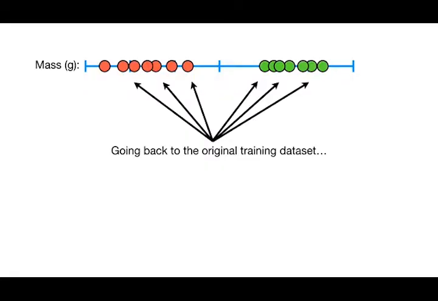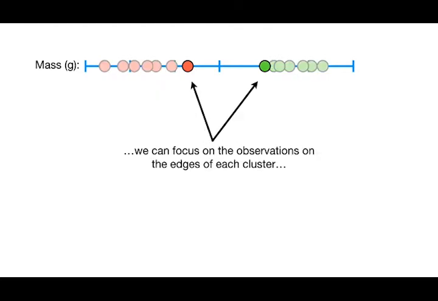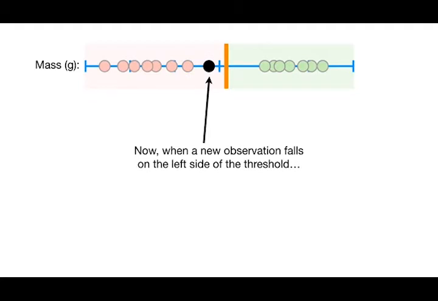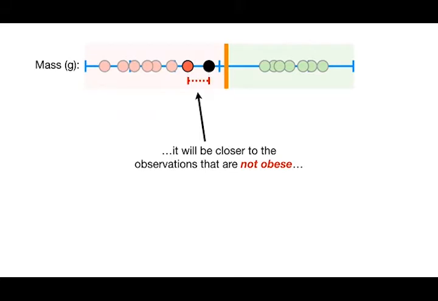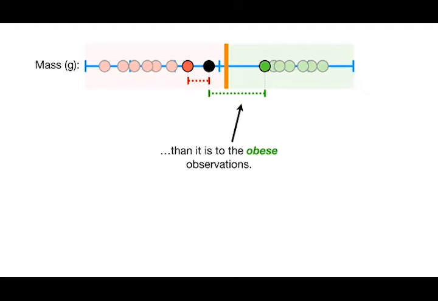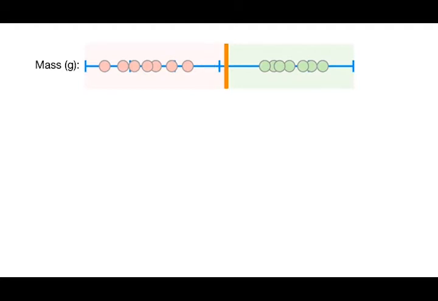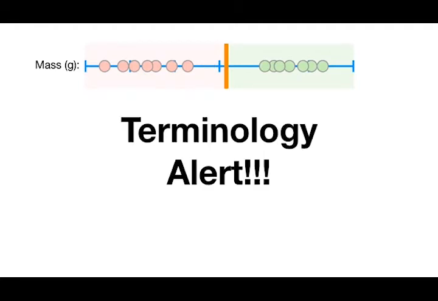Going back to the original training dataset, we can focus on the observations on the edges of each cluster and use the midpoint between them as the threshold. Now, when a new observation falls on the left side of the threshold, it will be closer to the observations that are not obese than it is to the obese observations. So it makes sense to classify this new observation as not obese. Bam!